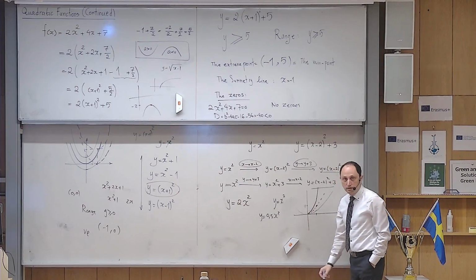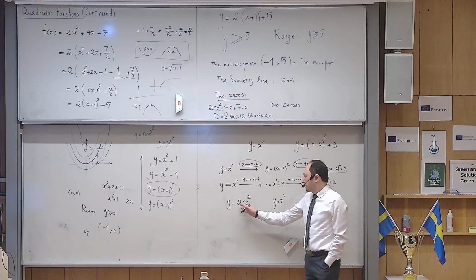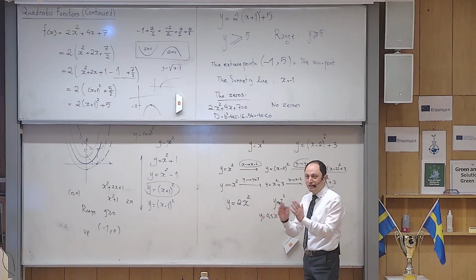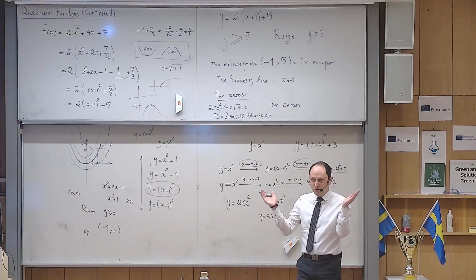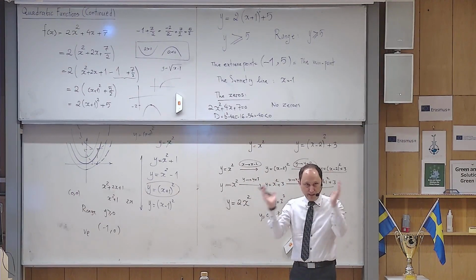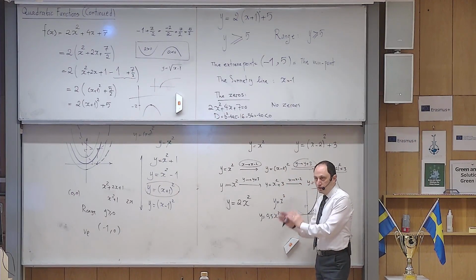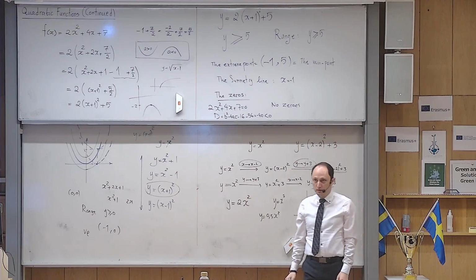So do you understand? If you multiply by a number bigger than 1, you are not making it wider. This is counterintuitive. You are making it steeper, narrower. But if you are multiplying by a number smaller than 1, you are making it wider.